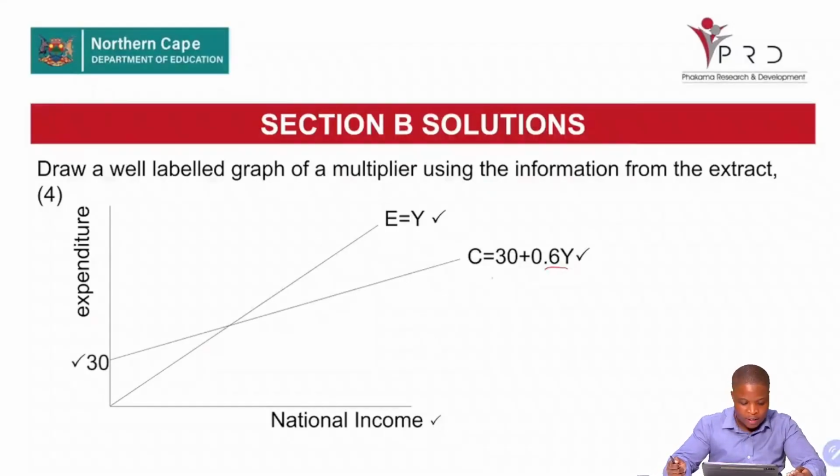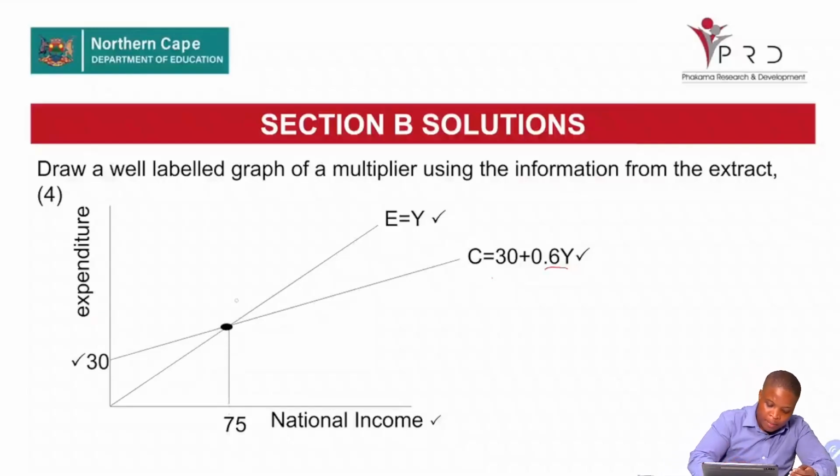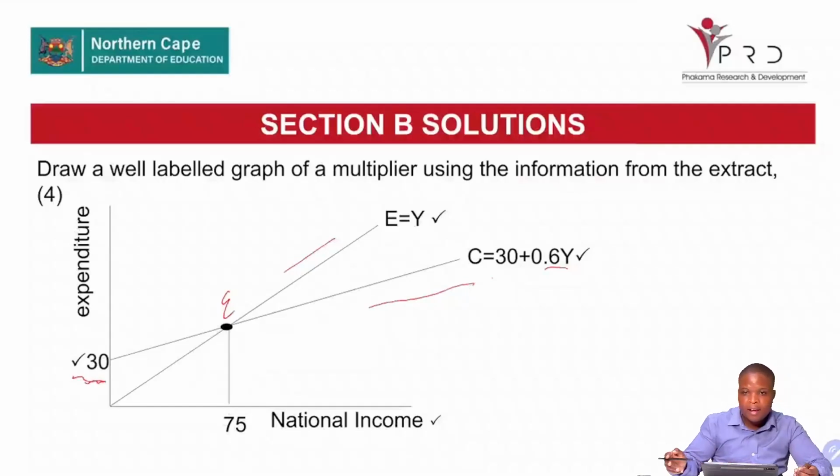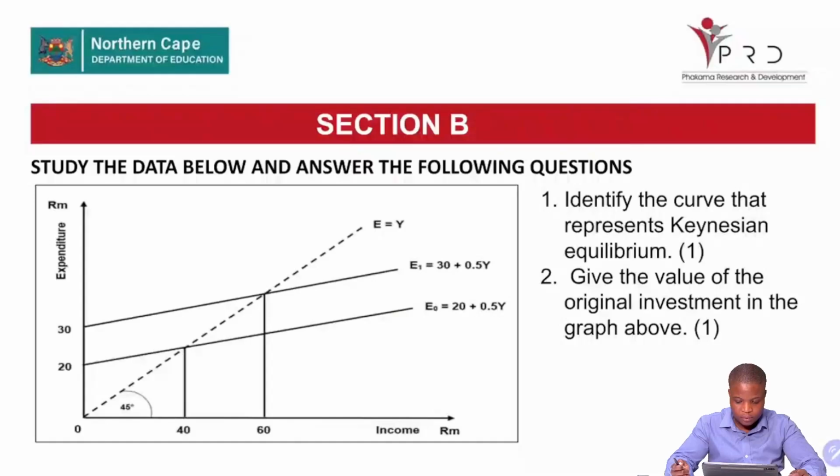Then you put your investment expenditure. Your income is 75. Right, and then there is your equilibrium. So we are going to mark you for both expenditure and national income for your axes, for this 45-degree line, for the consumption line as well, and also for indicating the investment of 30 million. All right, so this is how you are going to be marked. All right, let's look at this one as well, and then we do it for 10 minutes.